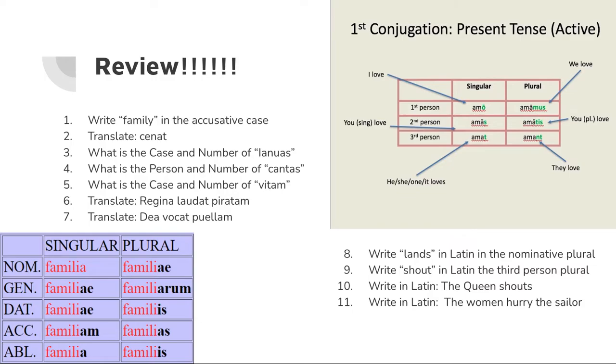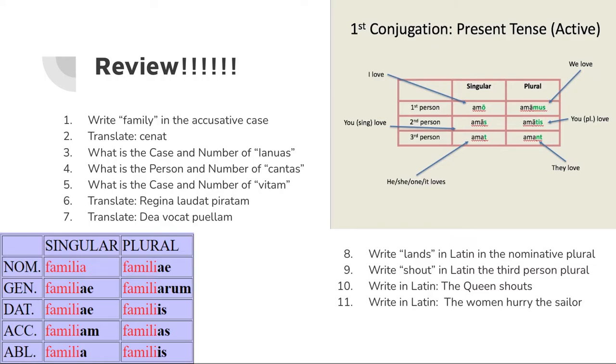Number 7, Dea vocat puellam. Dea, as we can look at the vocab, means goddess. Vocat means he, she, or it calls. However, since we already have a subject, we know it's just the goddess calls. And puellam, since it ends with am, is an accusative direct object, and puella means girl. So the goddess calls the girl. That's number 7. And by the way, feel free to pause at any time and practice these yourself before I give you the answer. This is just me going through to help you out.